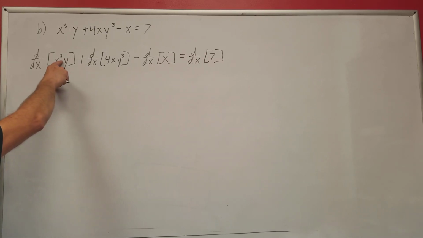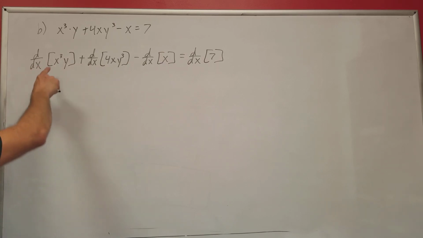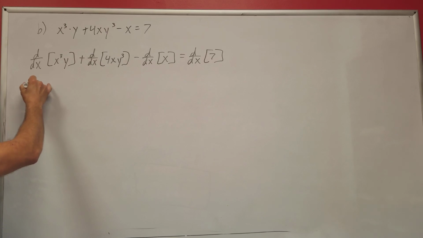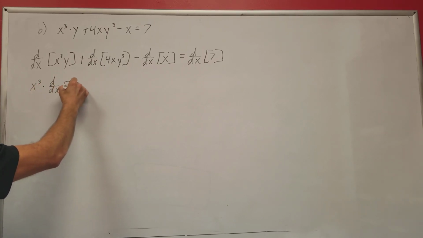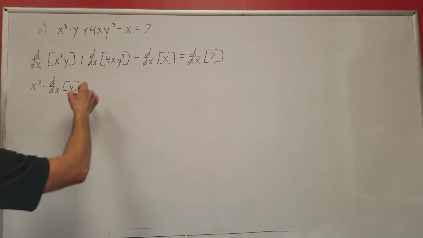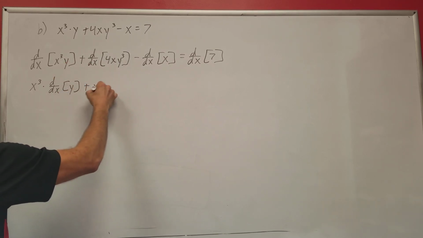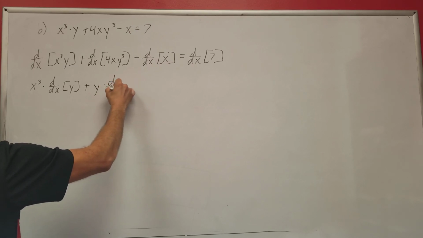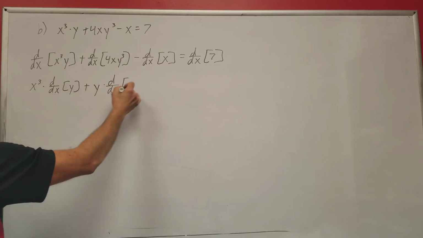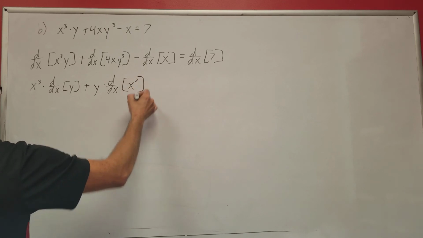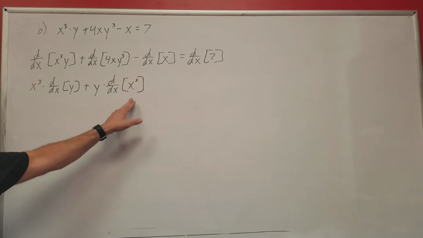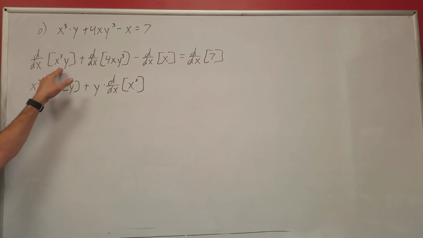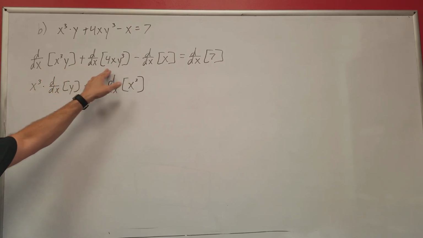All right, taking the derivative of each term here. Right here, I'm going to have to use a product rule. How do I use a product rule? I'll say first, which is x cubed, times the derivative of the second, plus the second, which is y, times the derivative with respect to x of the first, which is x cubed. So all the stuff here is this part right here. I still need plus this part next.